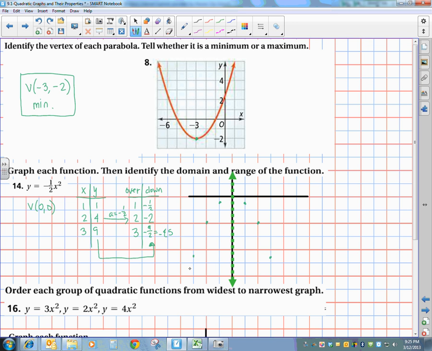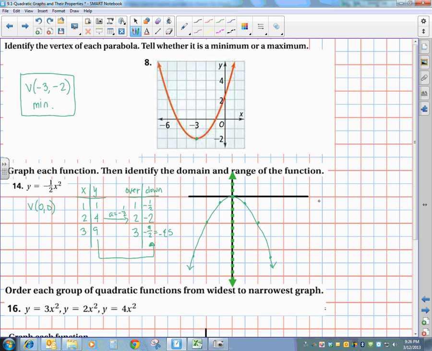And then I do my best to connect them to look like a curve. You do not want it to be pointed. I kind of missed that. Let's try that one again. And there is my parabola, y equals negative 1/2 x squared.